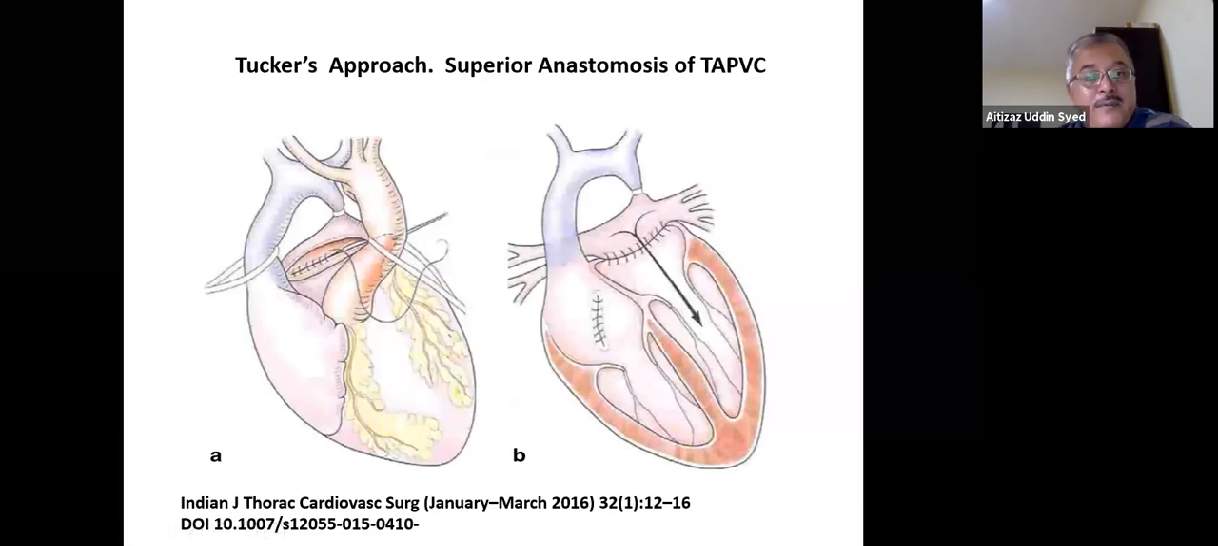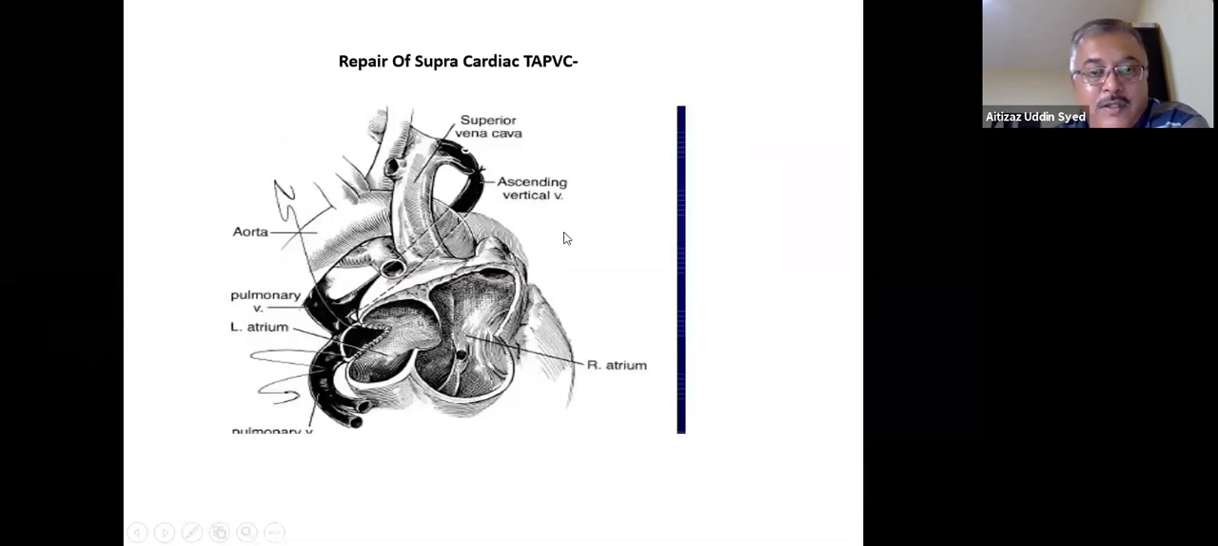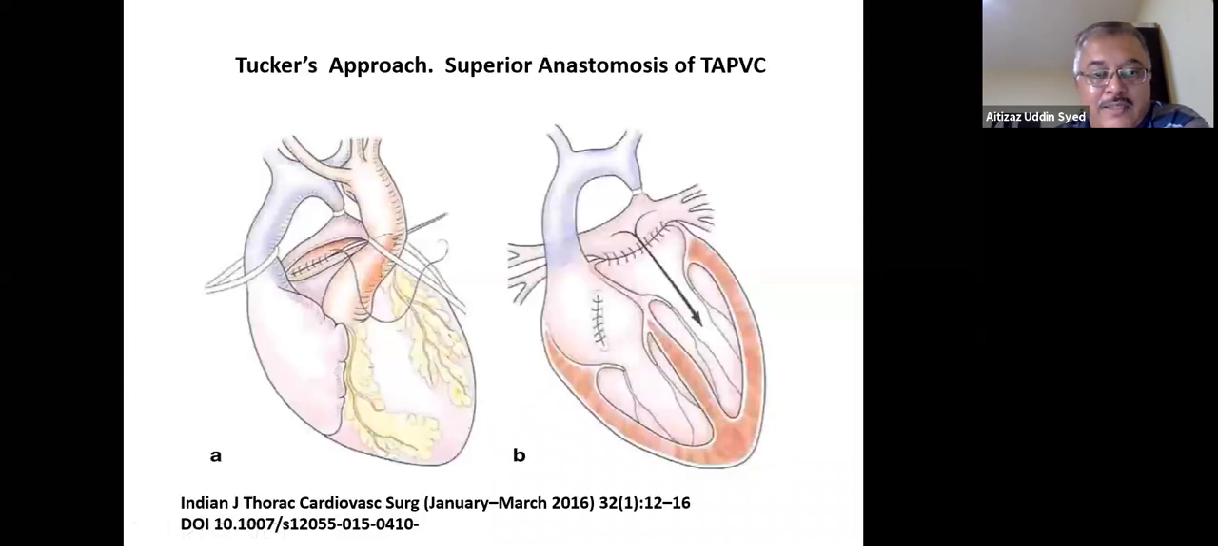This is another approach which is called Tucker's approach, which is a superior anastomosis of the TAPVC. If you allow me to go back, sorry, this one, you can see how much cutting is involved in both atria. It's a biatrial incision, but here you don't cut the right atrium, and if the confluence is sitting right on top of the small left atrium, then you make an incision in the confluence and an incision on the top of the left atrium and anastomose it as widely as possible.